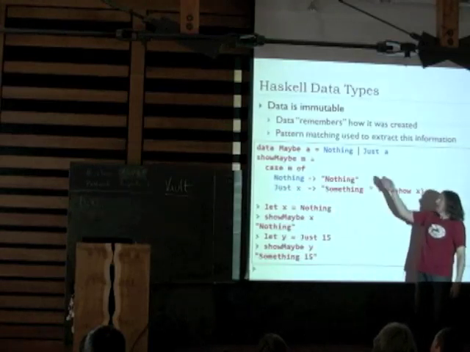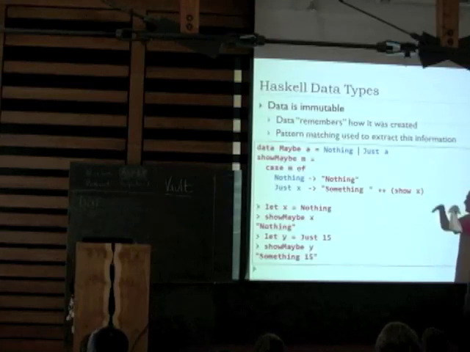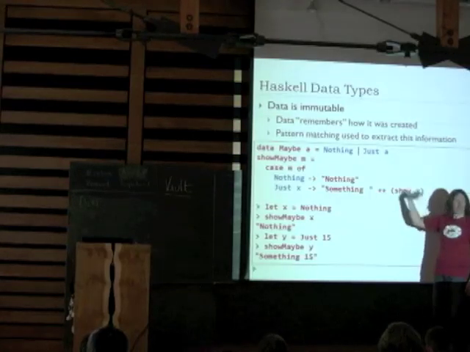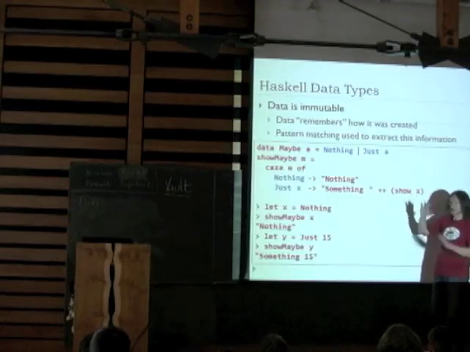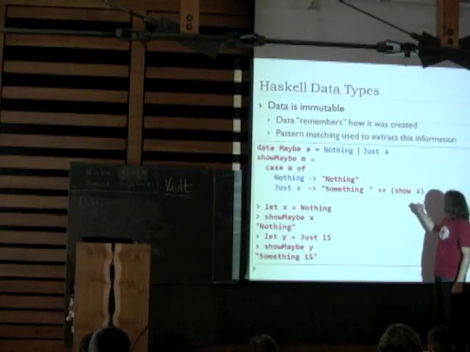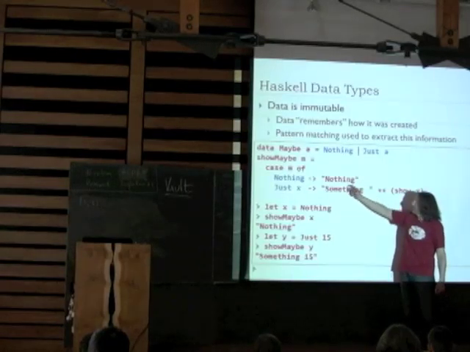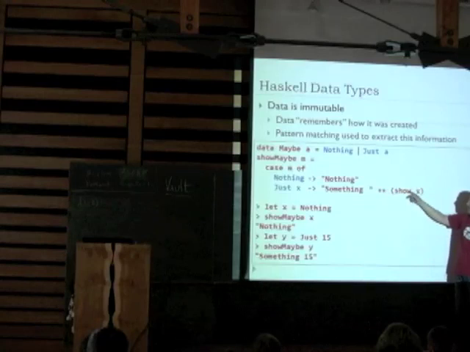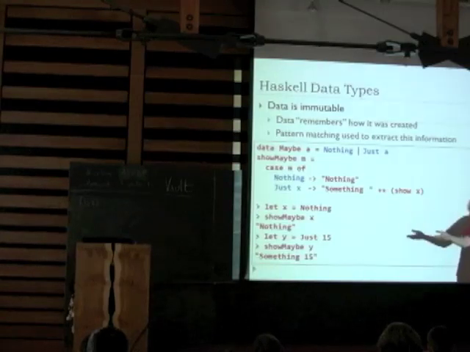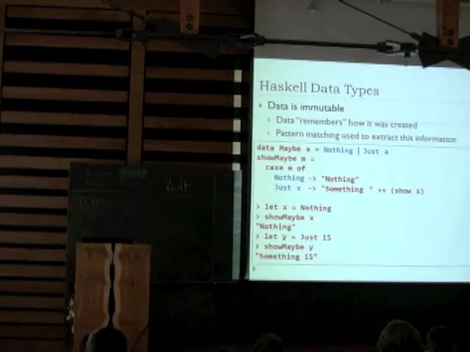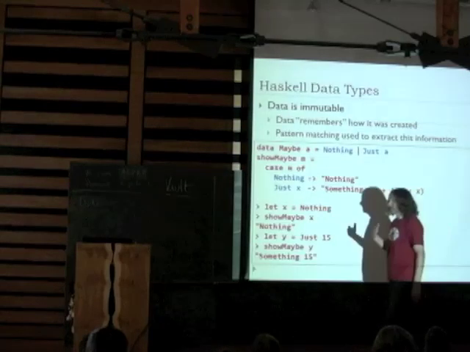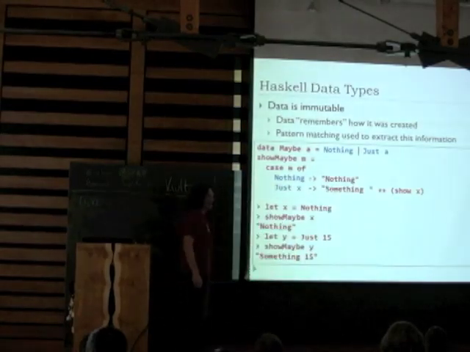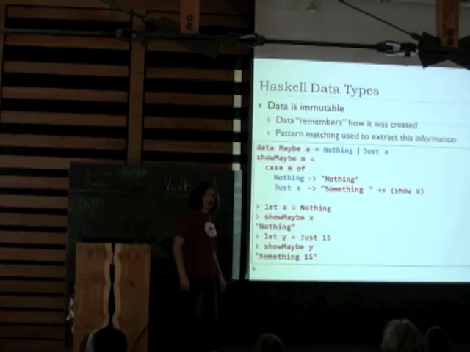So here I'm defining a function showMaybe. It takes a maybe, and it actually turns it into a string. We don't do IO yet. So it returns the string nothing in this case, and in this case it returns the string something concatenated with show x. The function show takes an x and turns it into a string. It's like in Java, where every object has a toString method. In Haskell you have the show function that takes a value and turns it into a string. It's not defined for all types, of course, but it's defined for a certain type class, Show.